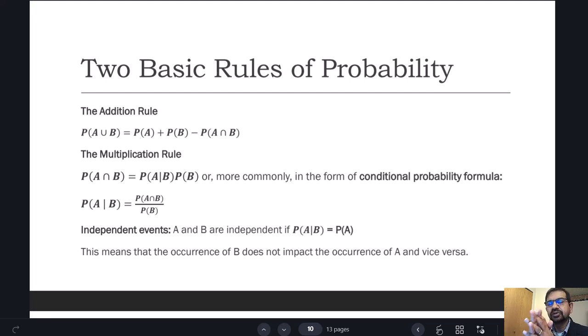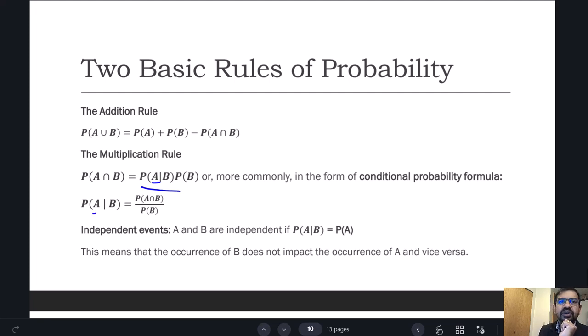The second important rule is the multiplication rule. And the multiplication rule says that the probability of A intersection B, that is A and B happening together, is given by the conditional probability of A given B times the probability of B. So what this means is that first event B has occurred, and then what is the probability that A will occur given that event B has occurred?